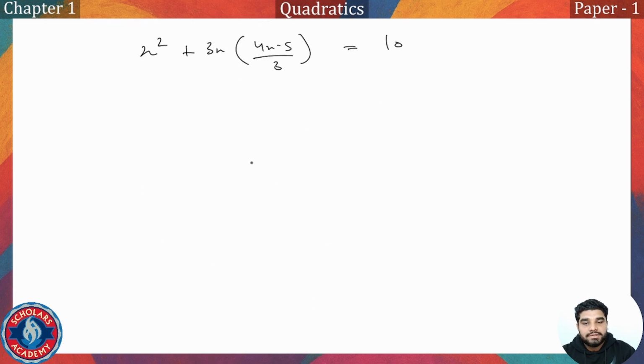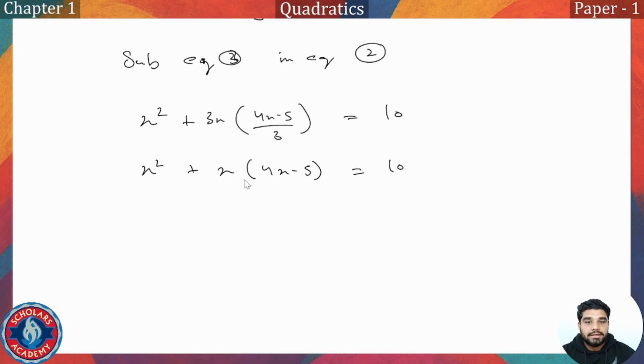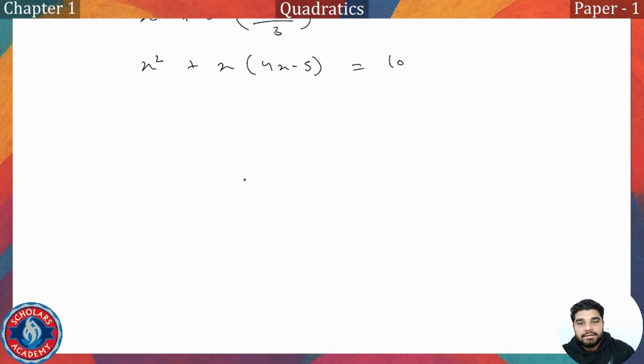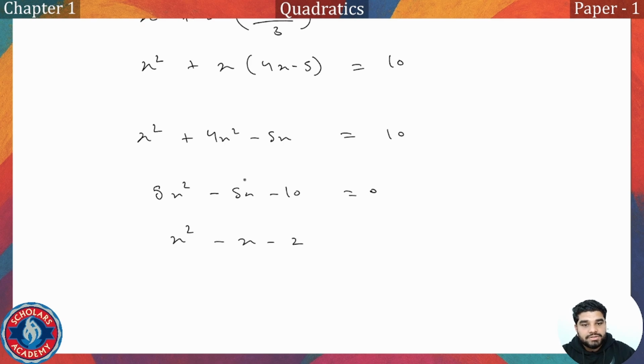So substituting this, I get x square plus x times (4x minus 5) is equal to 10. So this is what we are getting. And if we simplify it, we get x square plus 4x square minus 5x is equal to 10. And we get 5x square minus 5x minus 10 is equal to 0. Taking 5 common, x square minus x minus 2 is equal to 0.